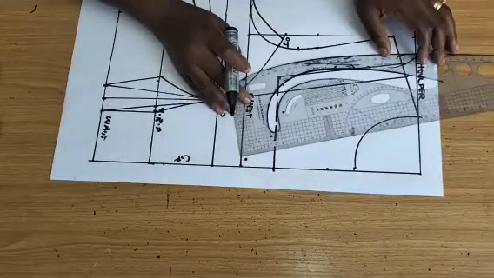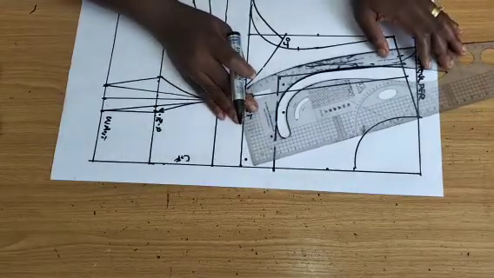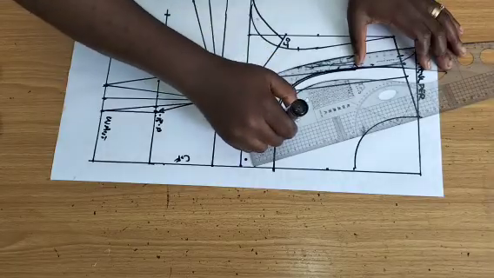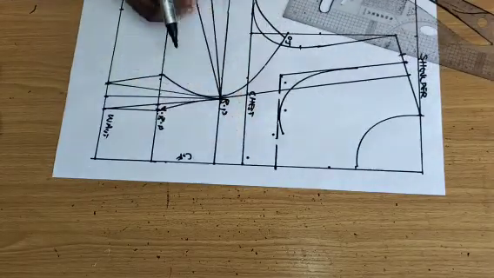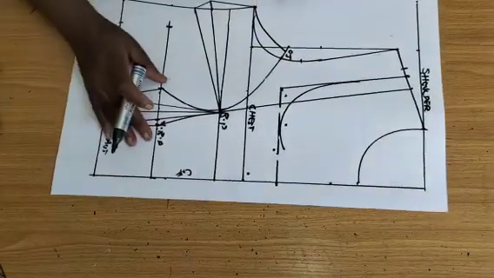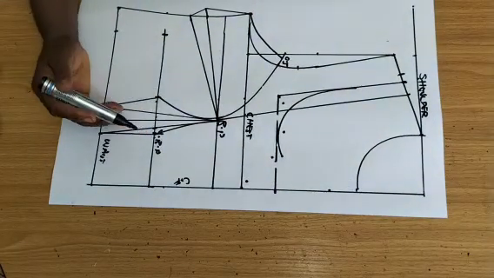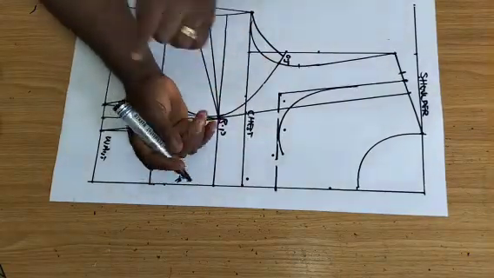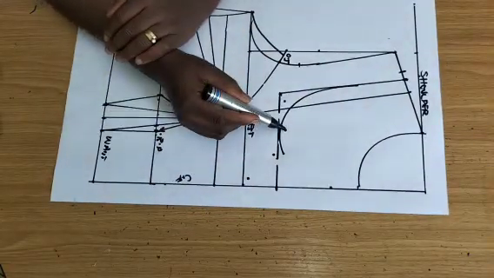Then I'll come in with my ruler and sit this ruler to touch this line and this line. Okay, sorry about that. So here I have this neckline you are seeing on the thumbnail. It's just a U neckline, but then I see my bust coming out.